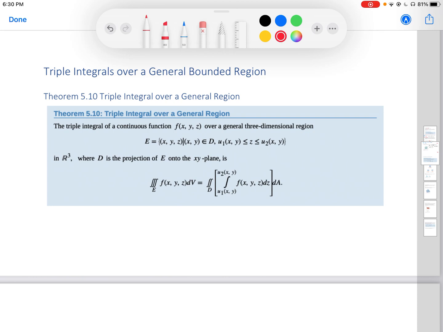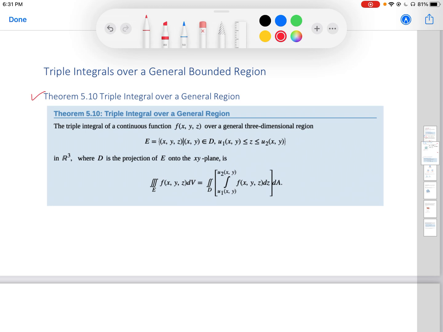So what becomes the larger challenge in this section is setting up your bounds. And your bounds can vary depending on your function. And it just comes down to your best interpretation of how to read your image. So let's begin with theorem 5.10, triple integrals over a general region.